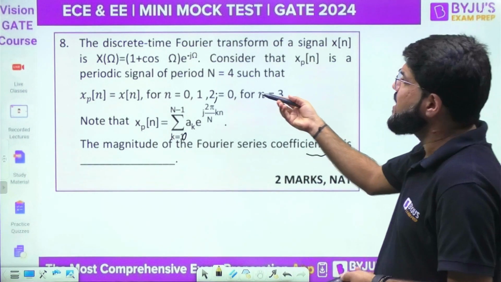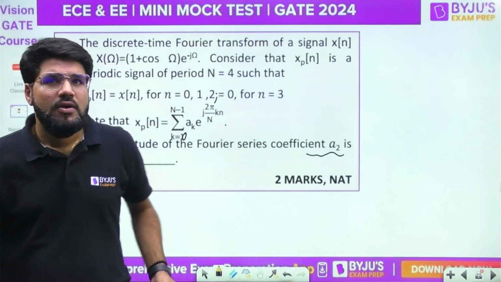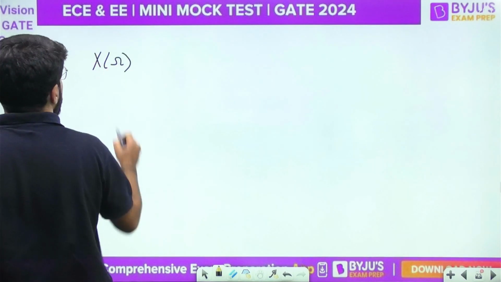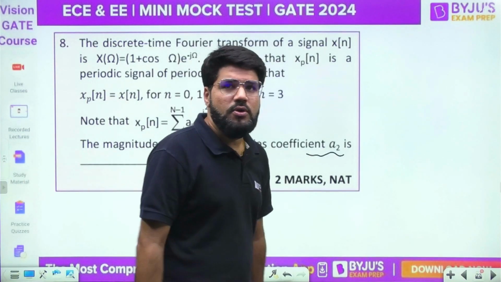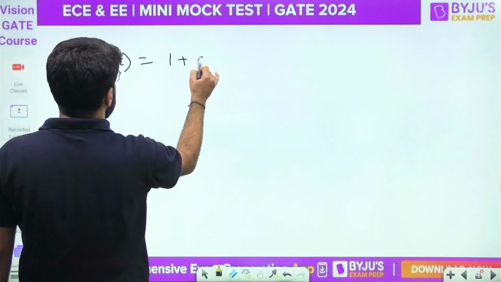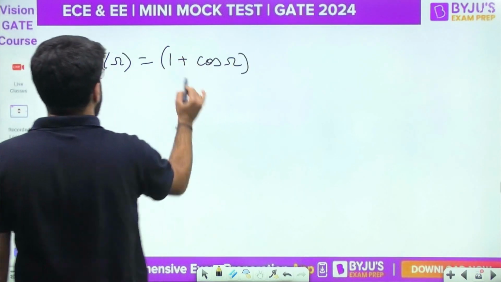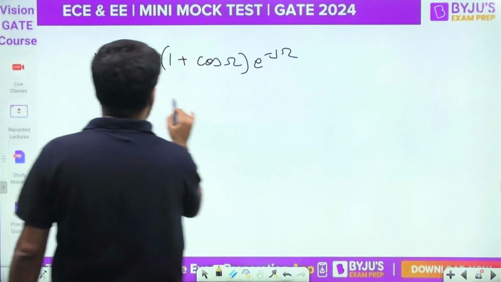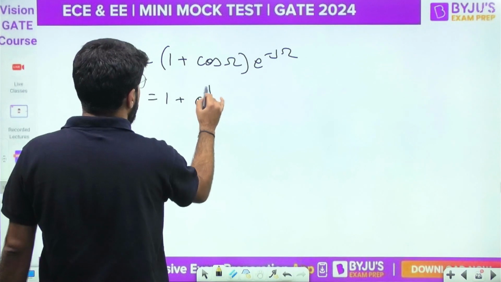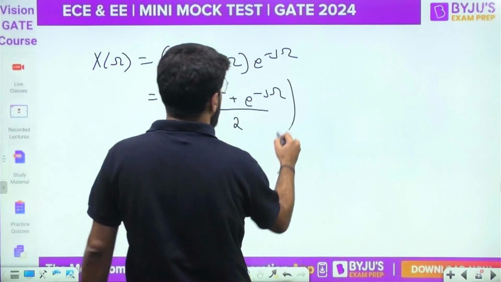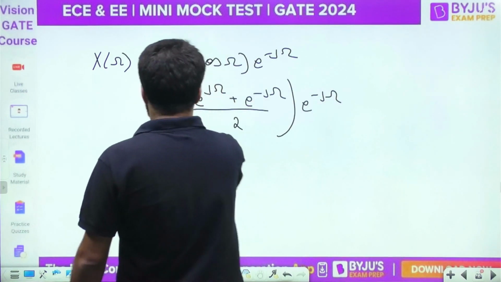But what is x of n? The DTFT of x of n is given. So let me start with that DTFT. It's a 2 marks NAT question, a decent good question. What is this X of omega? 1 plus cos omega, e power minus j omega. Or I can open the cos omega as e power j omega plus e power minus j omega divided by 2, whole multiplied by e power minus j omega.